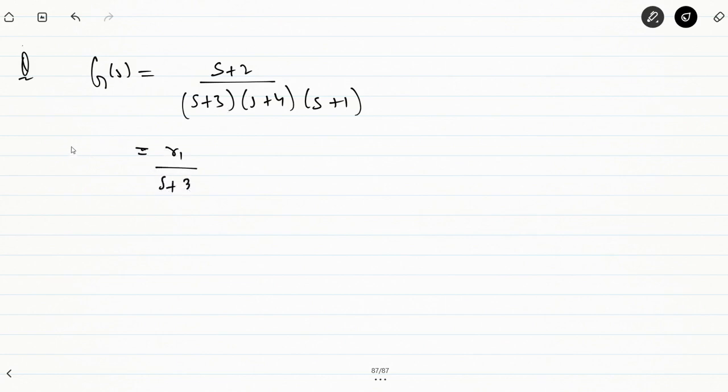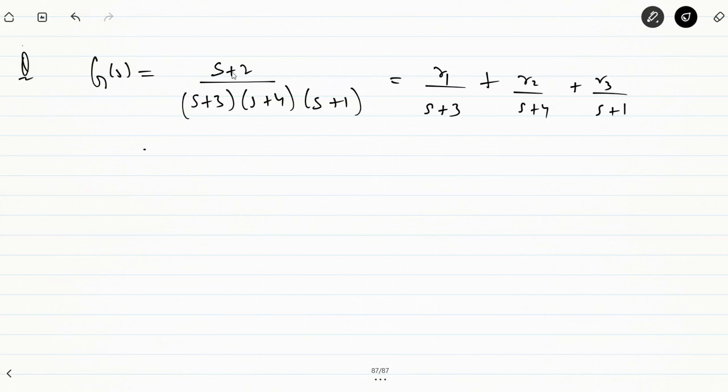So we can say (s plus 2) over (s plus 3)(s plus 4)(s plus 1). By partial fractions, we can reduce the system to r1 divided by s plus 3, plus r2 divided by s plus 4, plus r3 divided by s plus 1. Fine. In case the order of the numerator is equal to the order of the denominator, then this will actually start with the coefficient of the highest order of the numerator.